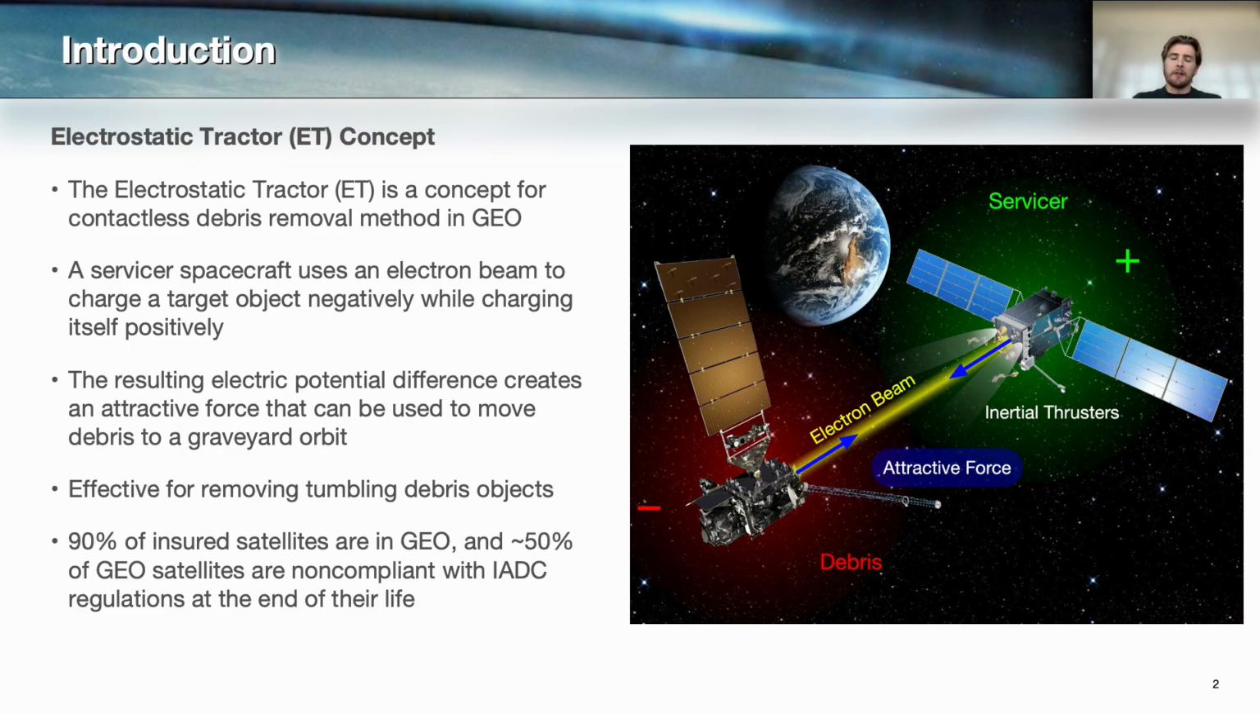The main advantage of this method over other ADR solutions is that it's touchless, meaning that it can be used regardless of if a debris object is tumbling, and this makes it especially useful in geosynchronous orbits, where debris spin rates of up to tens of degrees per second have been measured. Furthermore, around 90% of insured spacecraft are in geosynchronous orbits, and approximately 50% of geosynchronous satellites were found to be non-compliant with IADC debris removal regulations at the end of their life during a study between 1997 and 2013.